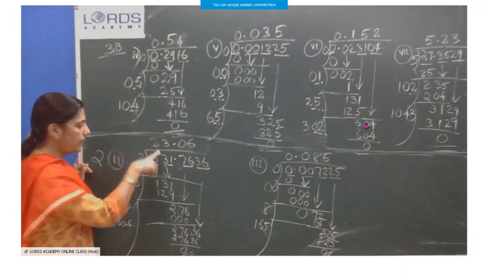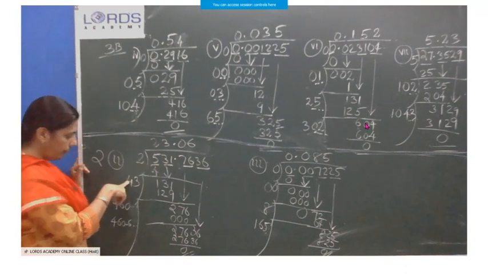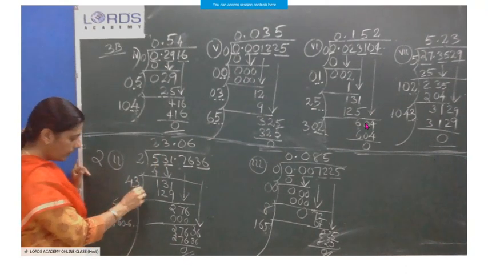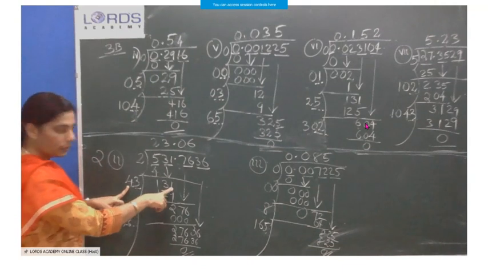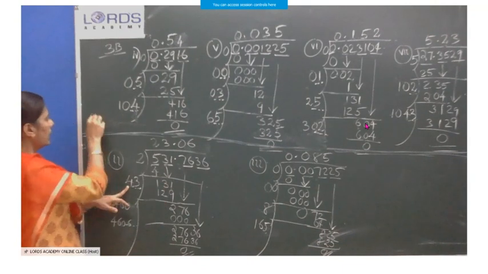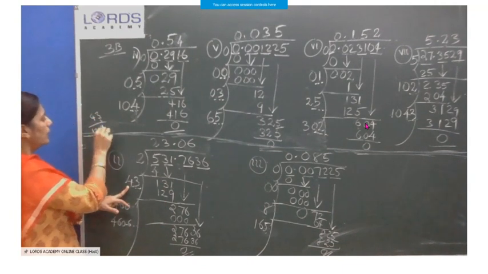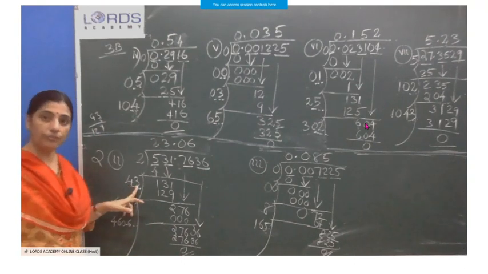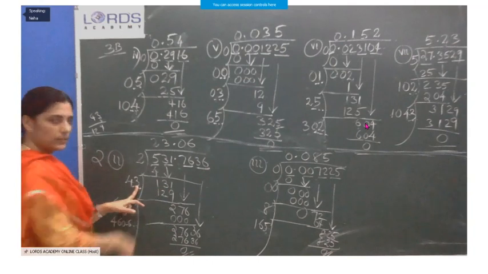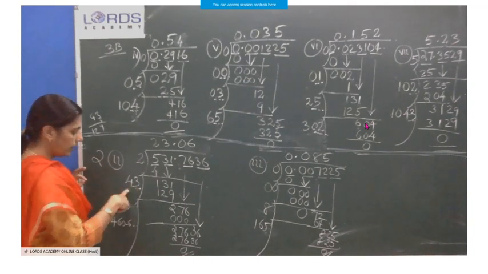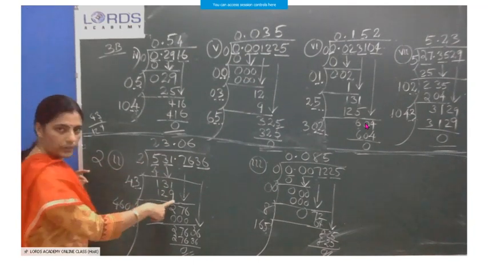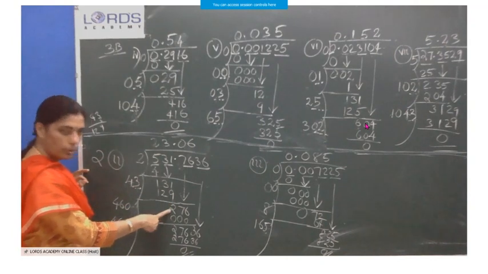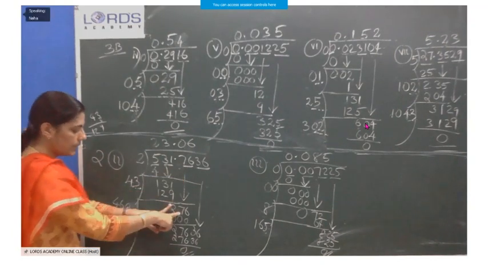How you will get the new divisor? 2, it's double, 4. Then we have to find one more digit to get 131. 43 into 3, I am getting 129. That only possible. If I am trying with 44, it will exceed 131. So 43. So 3 here, 3 here. 129. Subtraction we got 2. Then 76 I brought down.